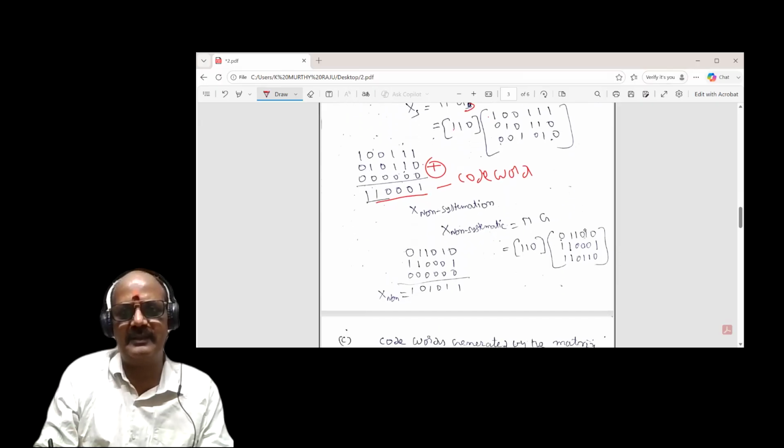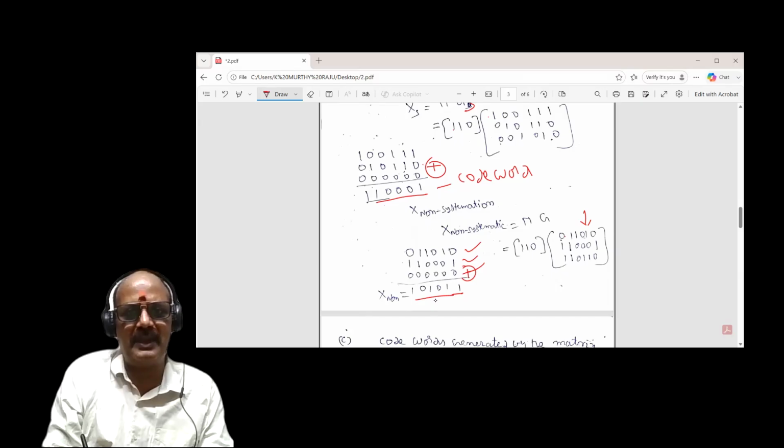The given generator matrix is non-systematic, with message 1 1 0. 1 is multiplied with the first row as it is. 1 is multiplied with the second row as it is. 0 is multiplied with the third row, which means all zeros. Perform exclusive OR operations: 1 0 1 0 1 1.